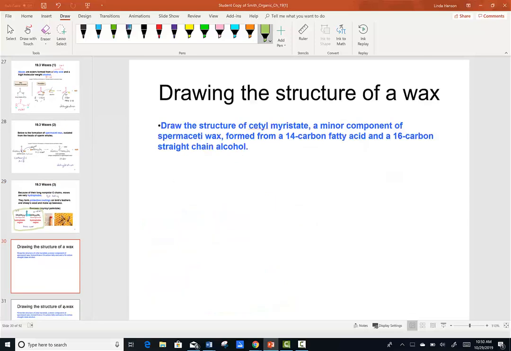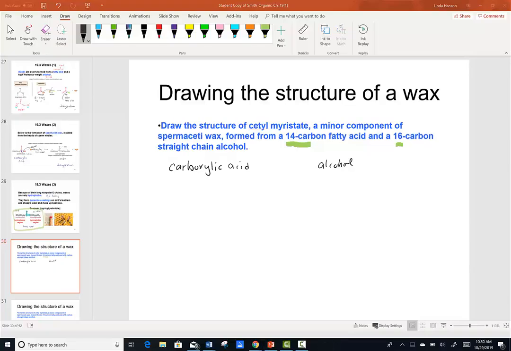Well, let's take a look at a very specific example here. It asks us to draw a structure of cetyl myristate, a minor component of spermaceti wax. It's formed by a 14 carbon fatty acid chain and a 16 carbon straight chain alcohol. And when you hear straight chain, you can just think of that as being a primary alcohol. So as we begin, I like to write my carboxylic acid on the left, and that serves as the attachment with the alcohol that will form the ester linkage on the right.